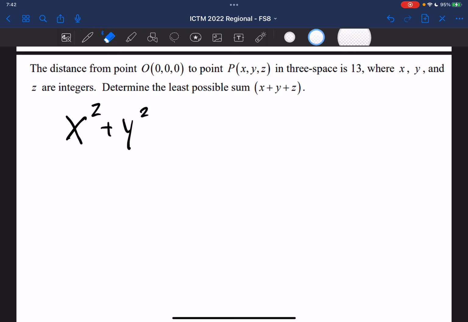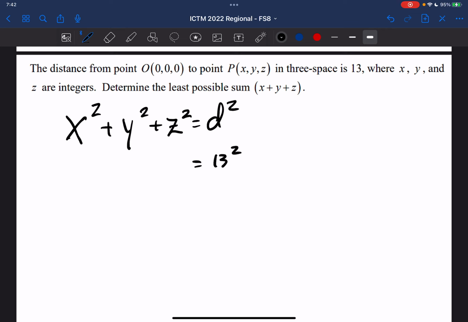So normally you think of x squared plus y squared would equal z squared. That's kind of a variation on the Pythagorean theorem. But here, it's like this. And so we want this to equal 13 squared.